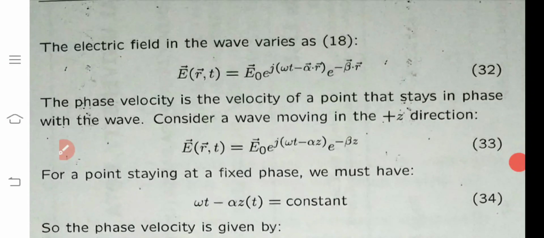The electric field in the wave varies with respect to position and time as E node e raised to the power j omega t minus alpha r, times e raised to the power minus beta r. The phase velocity is the velocity of a point that stays in phase with the wave. Consider a wave moving in the z direction.